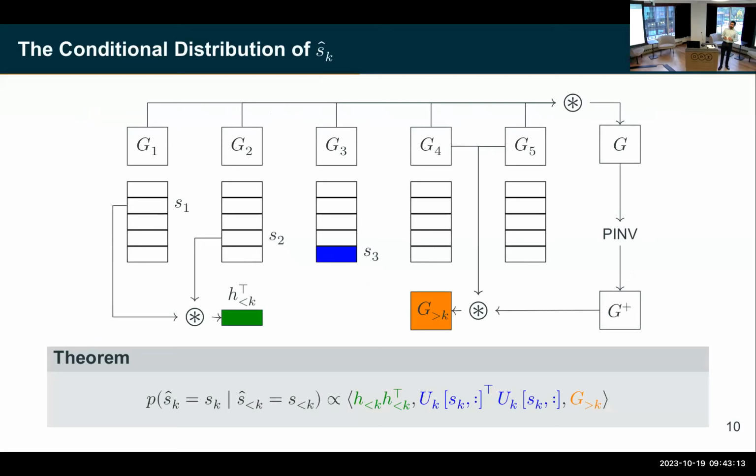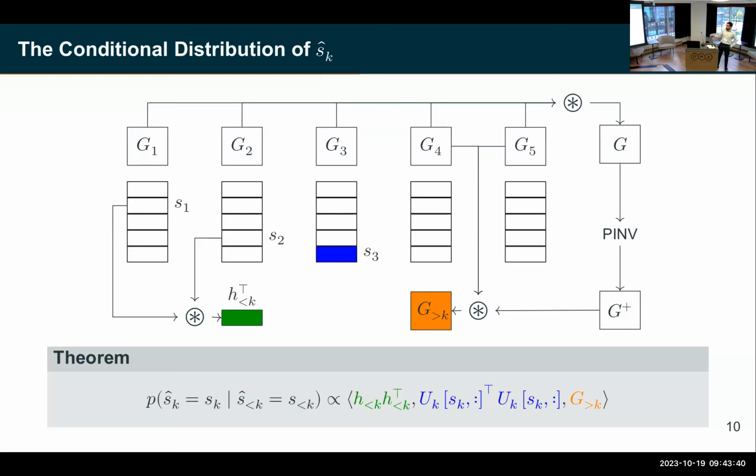And there's a convenient form for this conditional distribution. Let's say that I want the probability that I choose index S3 from matrix U3. The probability that I select that index is going to be proportional to this generalized inner product of three quantities. What this bracket notation just means is I have these three R by R matrices. I take their element-wise product, and then I sum up all the entries.